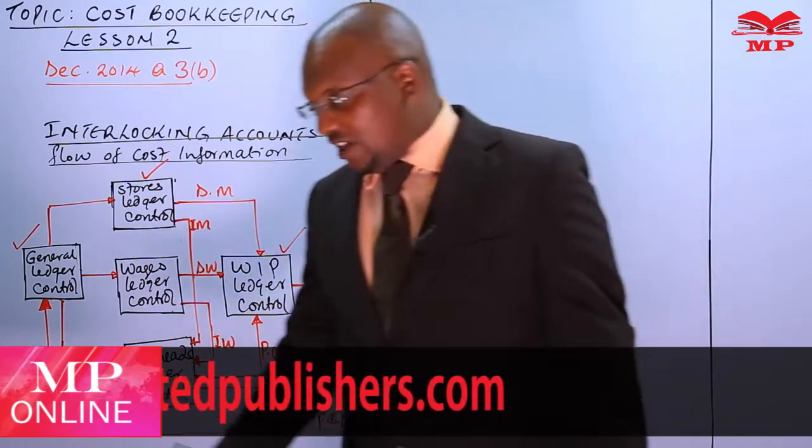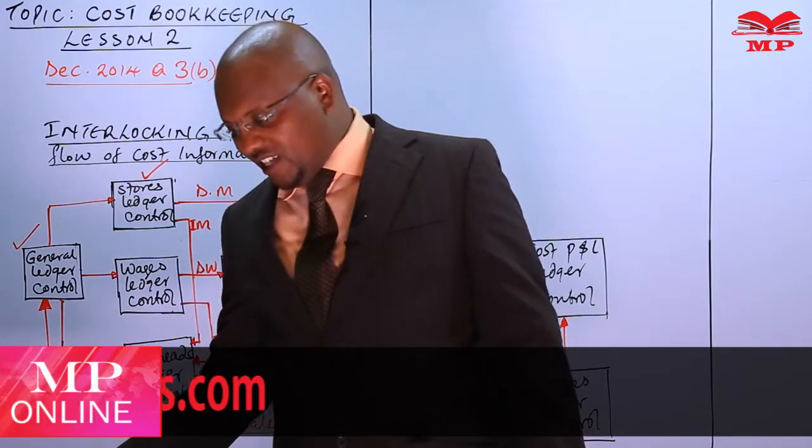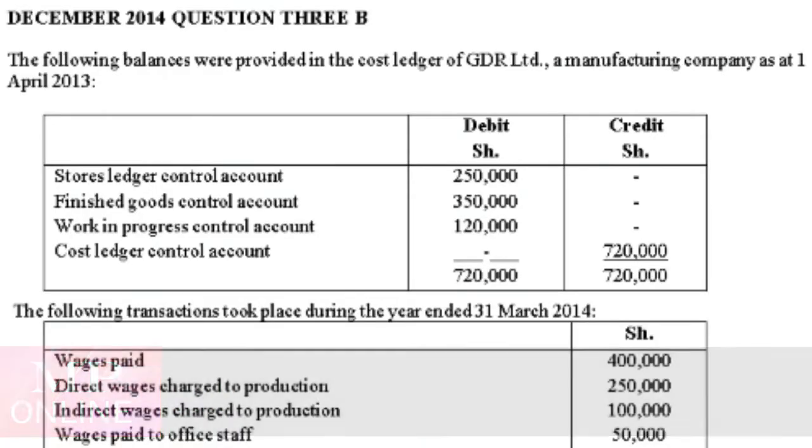December 2014, sorry, question 3, part B. The question reads that the following balances were provided in the cost ledger of GDR Limited, a manufacturing company, as at 1st of April 2013. There is debit and credit amounts in shillings.